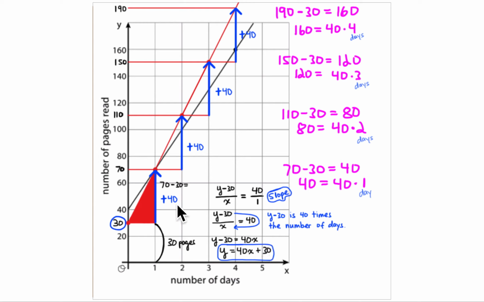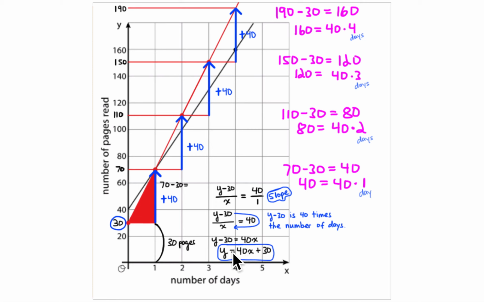Now, to get this y coordinate on the red graph, remember you have to add back the 30-page head start. So you're at this point right here. Actually, you're at this 40 right here. And you have to add these 30 pages back to get up to 70. You have to add that 30 pages back. So the y coordinate is going to equal 40 times the number of days. So it's 40 pages per day. So it's 40 times the number of days plus this 30-page head start. So this is the equation.